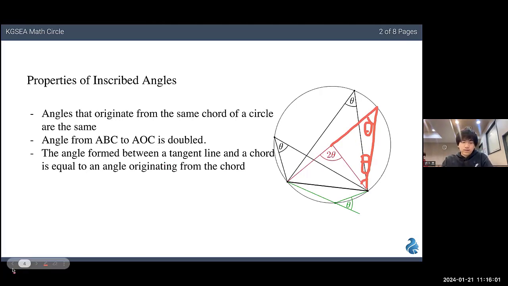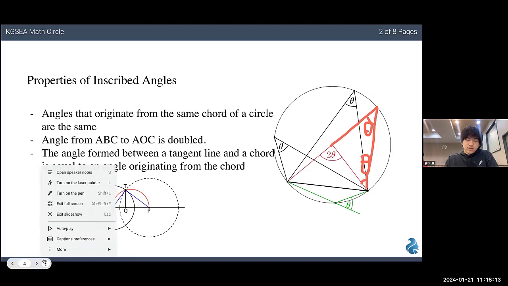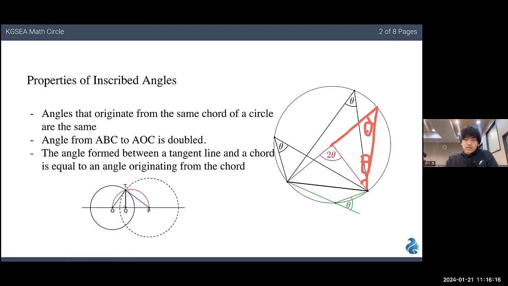And finally, this is a little trickier proof, but the angle formed between a tangent line and a chord is equal to an angle originating from the chord. And the proof for this goes something like this. As you can see here, TP is tangent to the circle with center O, and TO is tangent to the circle with center P. And if you look at TPQ, we can call this theta.